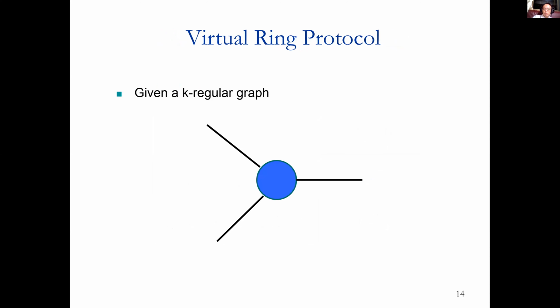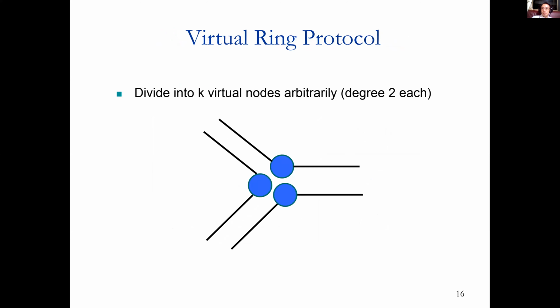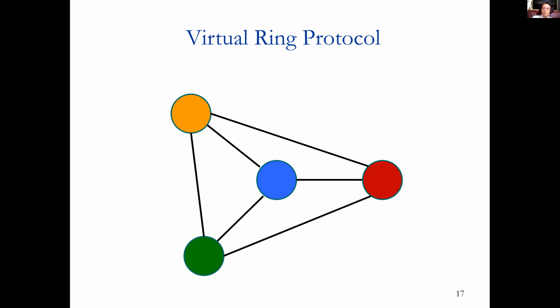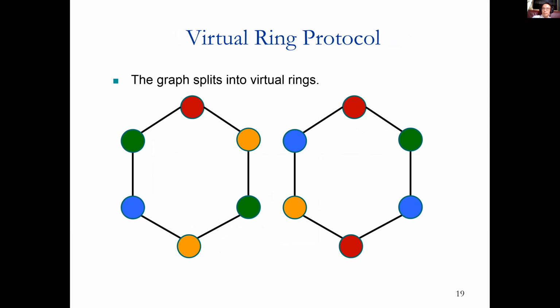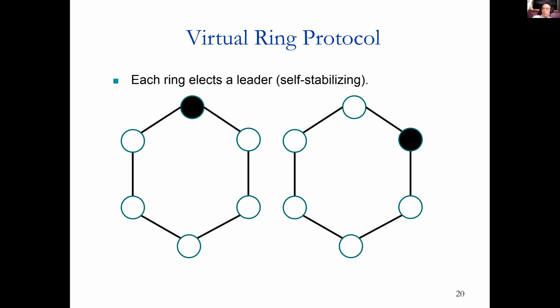In the first one, the virtual ring protocol, we basically divide every agent into k virtual agents. Each one has degree 2. And if we do that, the graph is essentially decomposed into a collection of rings. And then we rely on the previous SSLE protocol on each of the rings. So we can elect one leader on each of these rings.